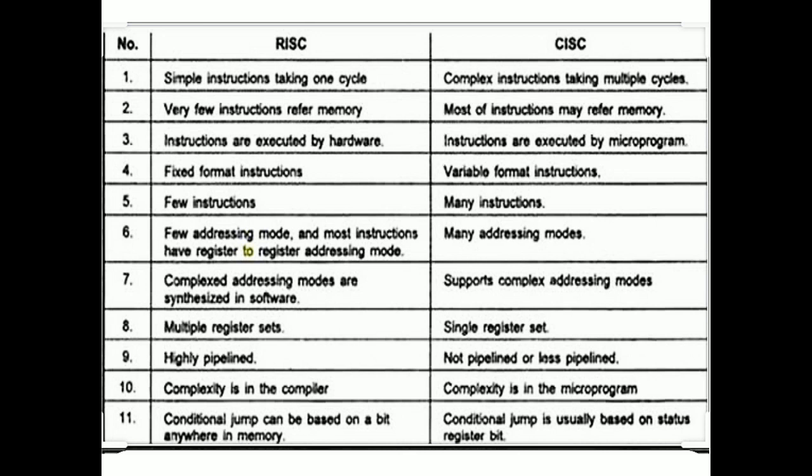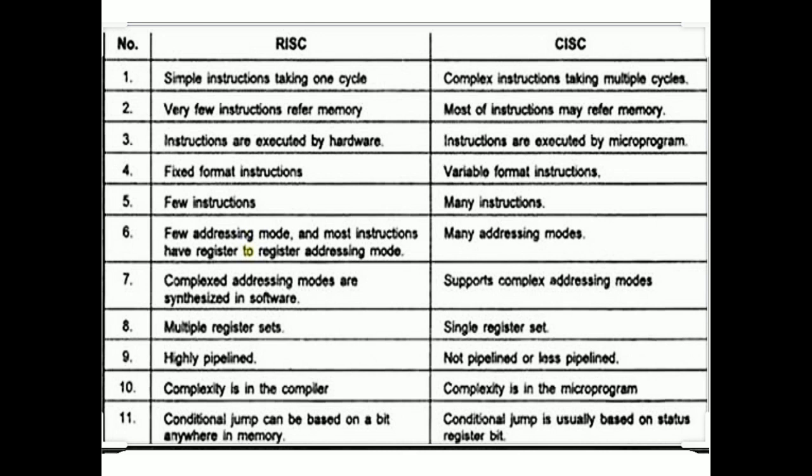Some of the CISC processors are IBM 370, etc. Its architecture is designed to decrease the memory cost because more storage is needed in larger programs, resulting in higher memory cost. To resolve this, the number of instructions per program can be reduced by embedding the number of operations in a single instruction.